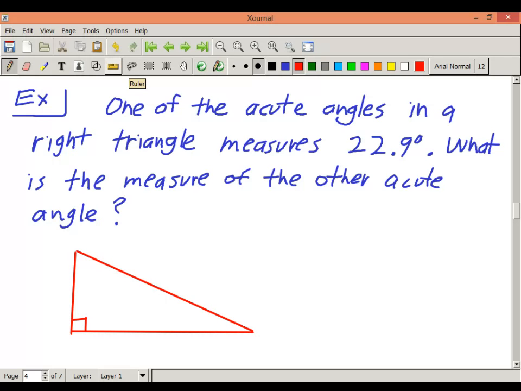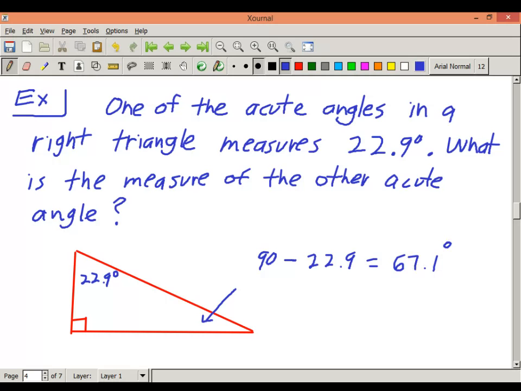So we know that one angle is 90, and this angle that they gave us is 22.9 degrees. And we just had a corollary which said that the acute angles of a right triangle are complementary. So that means that this other angle right here is going to be the complement of 22.9 degrees. So it's going to have to be 90 minus 22.9. Okay? So 67.1 degrees.